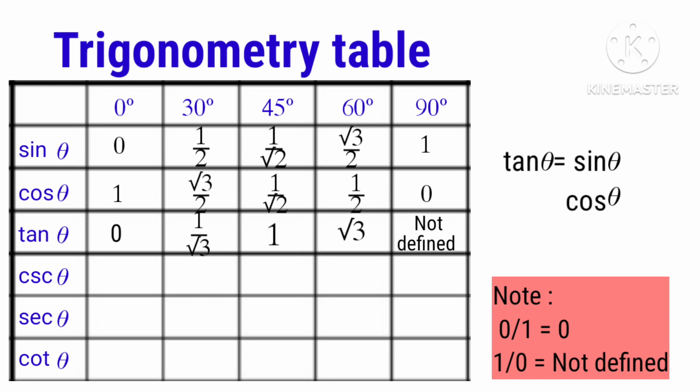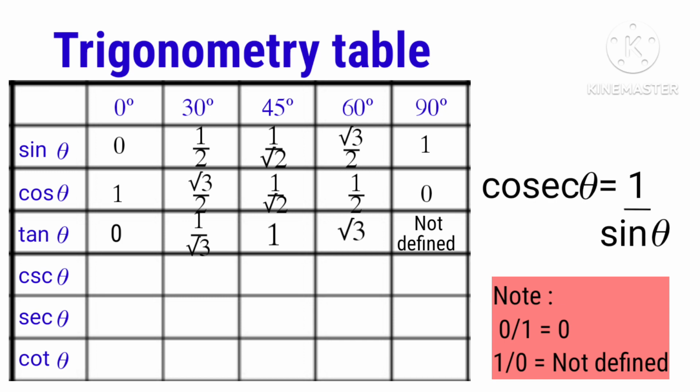Next, if we see for cosecant theta, it is the reciprocal of sin theta, that is 1 divided by sin theta. For cosecant 0 degree is not defined, cosecant 30 degree is 2, cosecant 45 degree is square root of 2, cosecant 60 degree is 2 divided by square root of 3, cosecant 90 degree is 1.